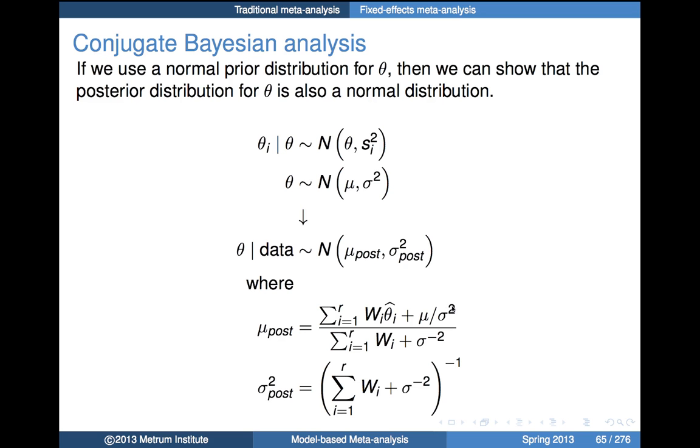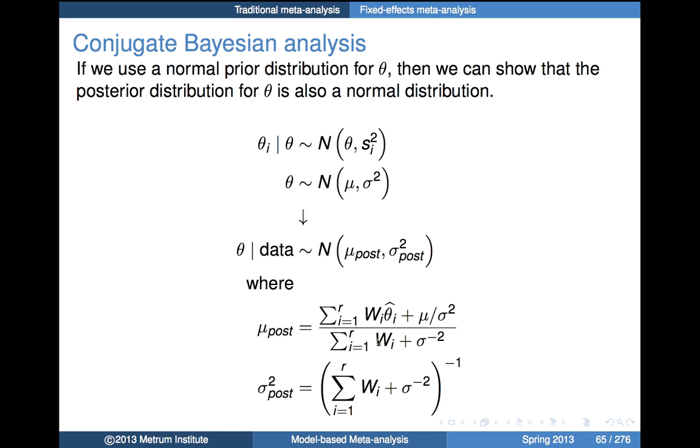And if in addition sigma squared is large relative to mu, this term in the numerator for the posterior mean is close to 0. And again, because the 1 over sigma squared is small relative to the sum of the weights, this whole term for the posterior mean can reduce to something very close to the sum of the weights times theta i divided by the sum of the weights, which is our classical fixed effects meta-analysis estimator.